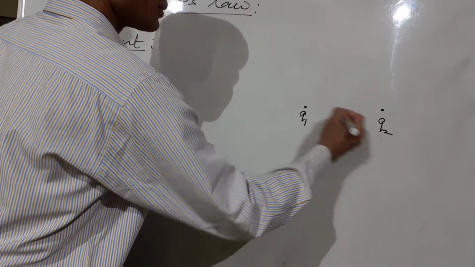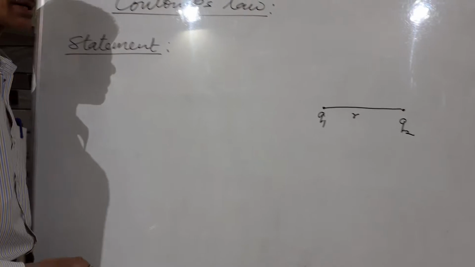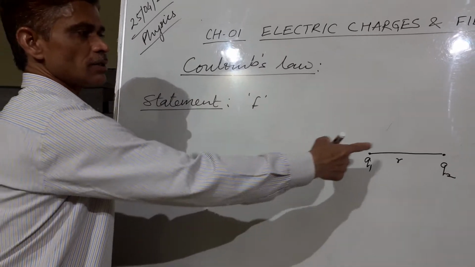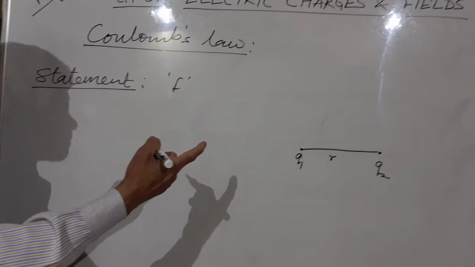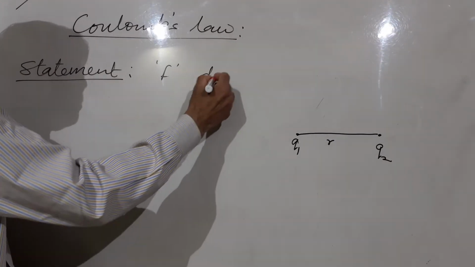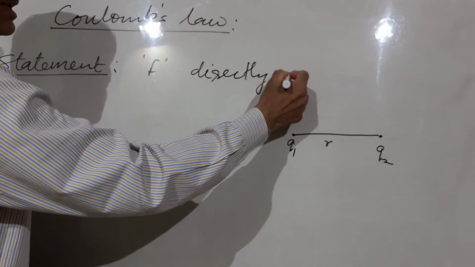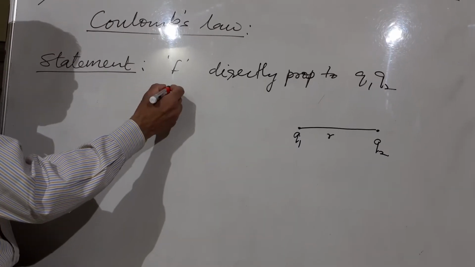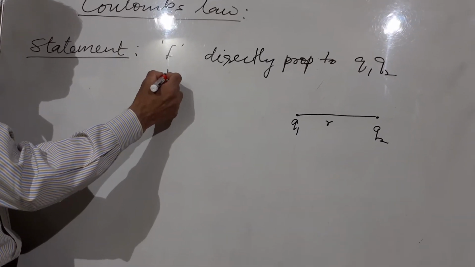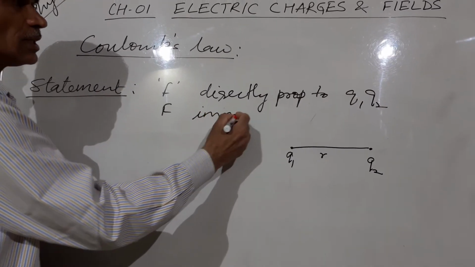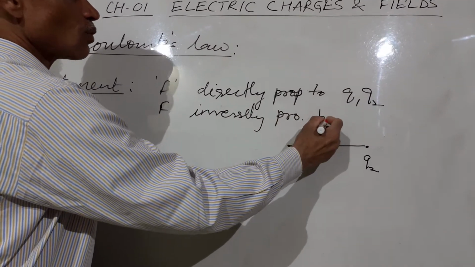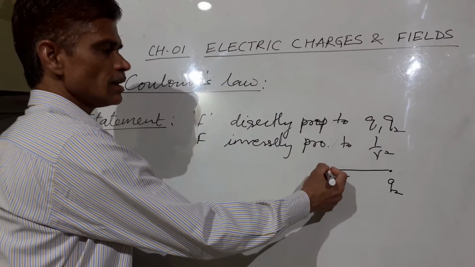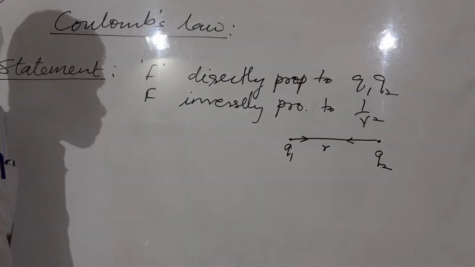Q1 and Q2 separated by some distance, suppose R. So the force of attraction or force of repulsion between the two charges is directly proportional to the product of charges, and this force of attraction or repulsion is inversely proportional to the square of distance between them, and this force acts along the line joining the centers of the two charges.